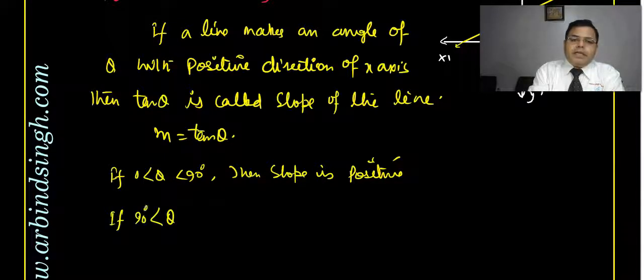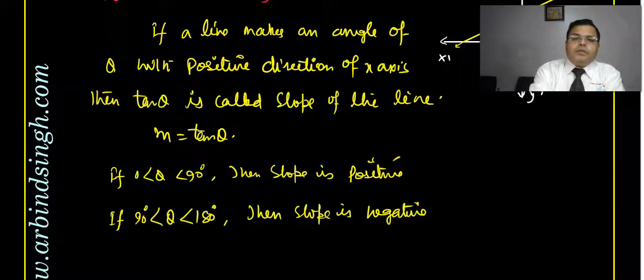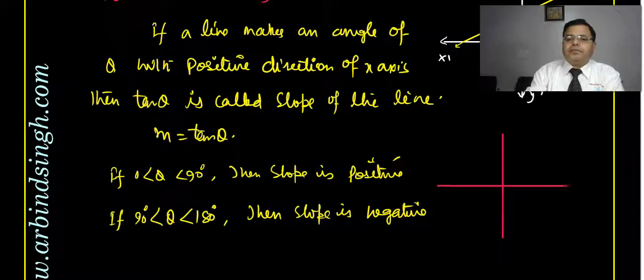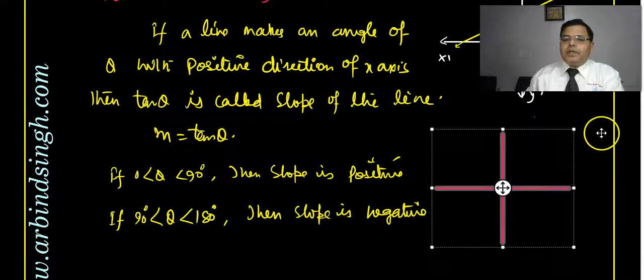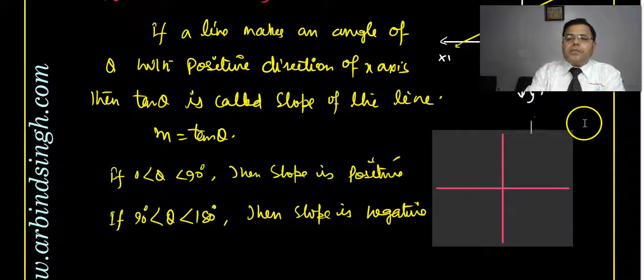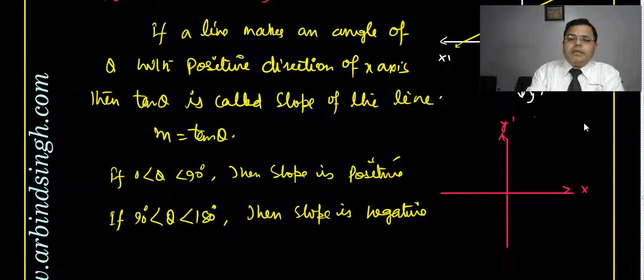But if theta is greater than 90 degrees and less than 180 degrees, then slope is negative. Here I am drawing another graph where slope can be described as negative. This one is x, this one is x dash, this one is y, and this one is y dash.